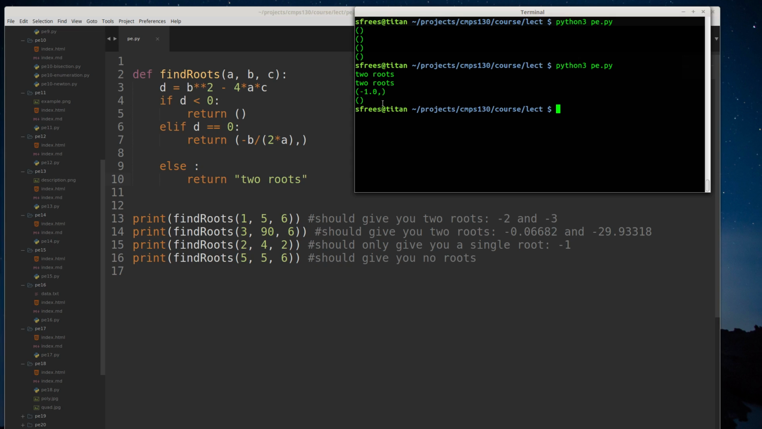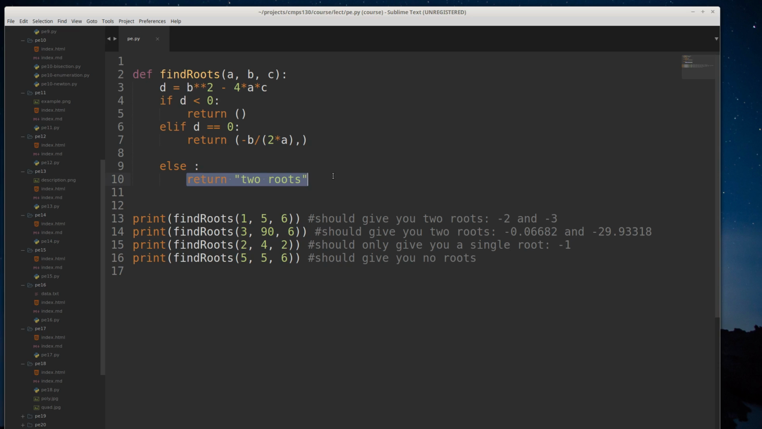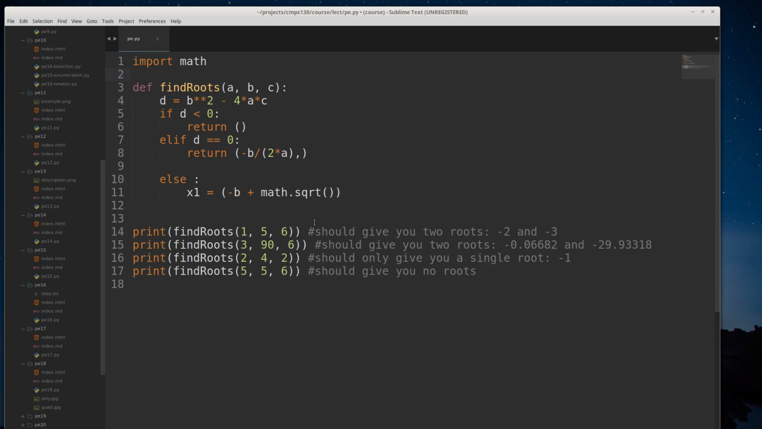So right now, 2 of our test cases are passing. The other 2 are looking good because we're getting the 2 roots back, but we actually have to compute those. So I'm going to compute those roots. At this point, it's just really kind of just cranking out an equation. Remember, Python can do the square root for us in the math package. I got to import that. And that's the square root of the discriminant.